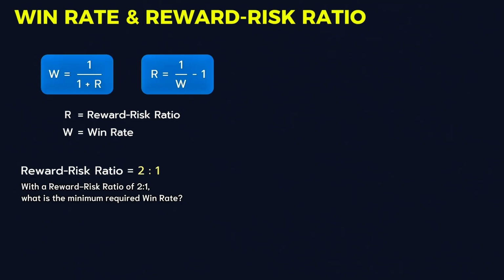Simply substitute R equals 2 into the formula. The equation becomes W equals 1 divided by 1 plus R. Substituting 2 gives us 1 divided by 1 plus 2 equals 1 divided by 3. As a decimal, that's 0.333, or 33.33%. That's the minimum win rate you need to break even with a 2 to 1 reward-risk ratio.